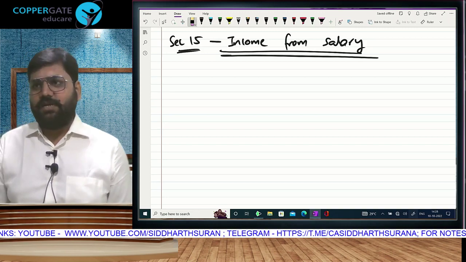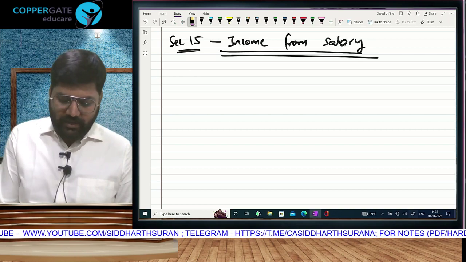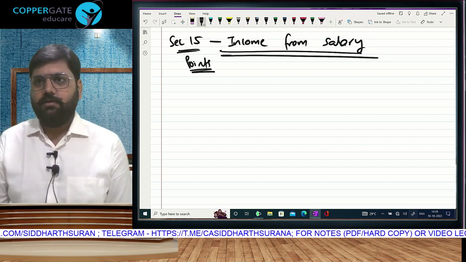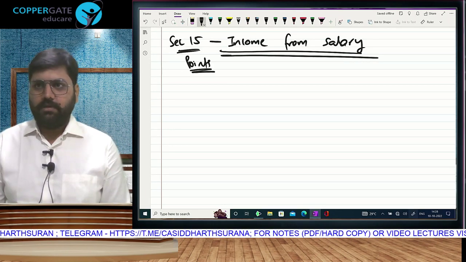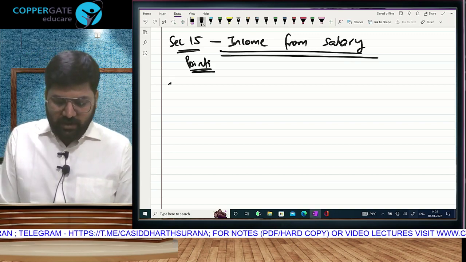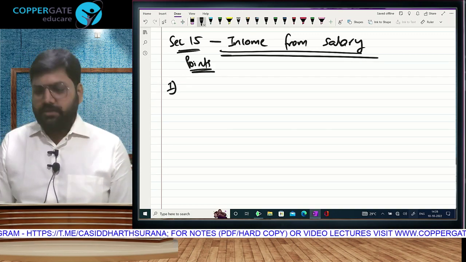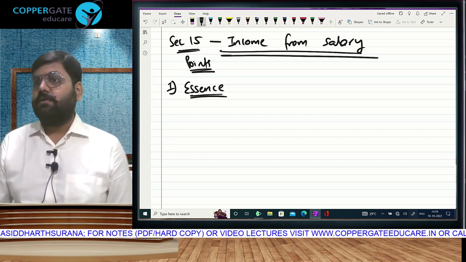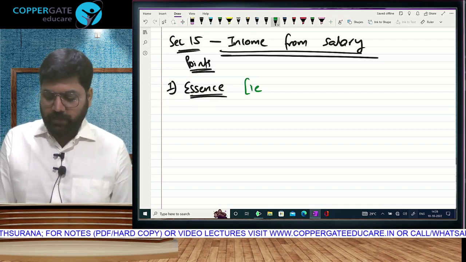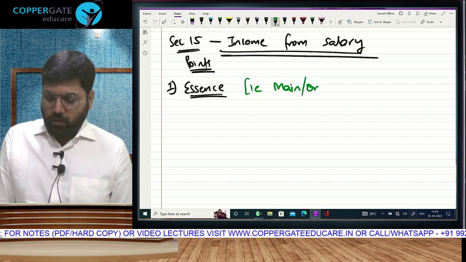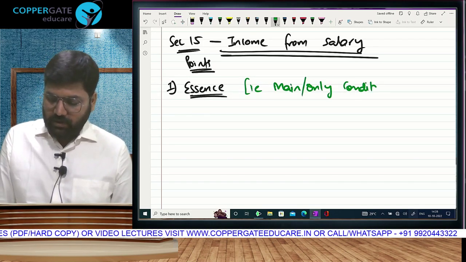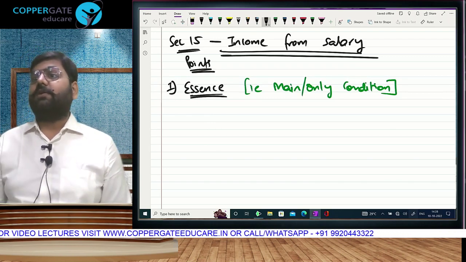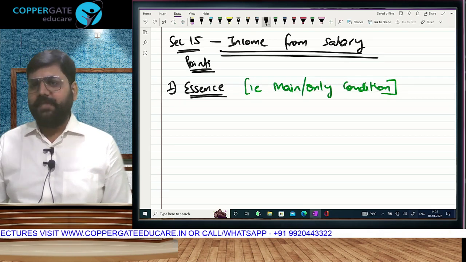We go to our first head of income, charging section 15, income from salary, starting with an introduction. The introduction is so big that it will likely end up consuming the remaining lecture. Okay. First point, and the most important point of the chapter: the essence of taxing any income under salary. Sir, what does essence mean? Essence means the main or the only condition that will make your income under salary taxable.